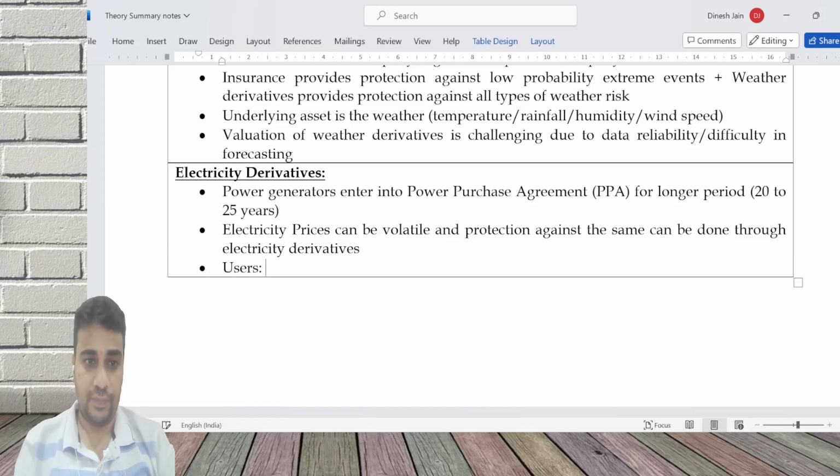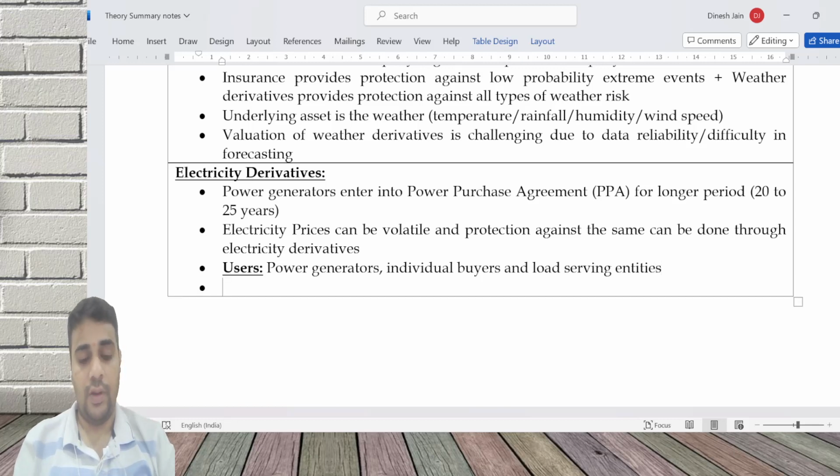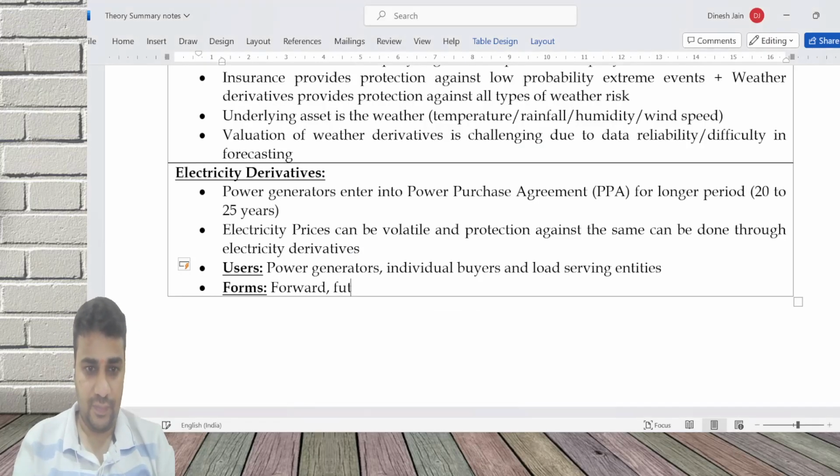Users, power generators, primarily they'll use it, and individual buyers, if electricity is a very important cost, you may want to enter into it, and load serving entities. The forms are forwards, futures, and swaps.